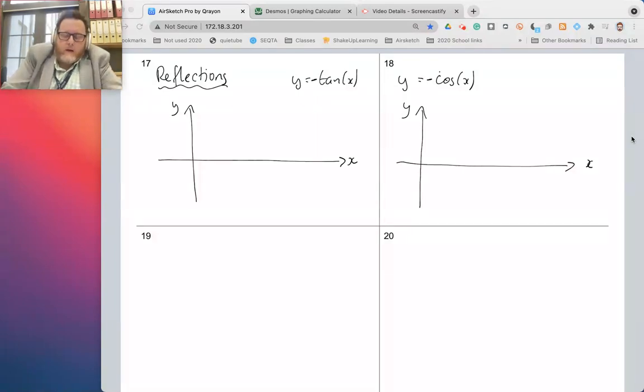We should know by now what a reflection is. It's when we reflect about the x-axis or about the y-axis, and we do so by making the input or the output negative. Now this is negative tan of x, so we are taking tan of x, the original graph, and we are making each output value negative. So if it was positive, it would be negative, and if it were negative, it would be positive.